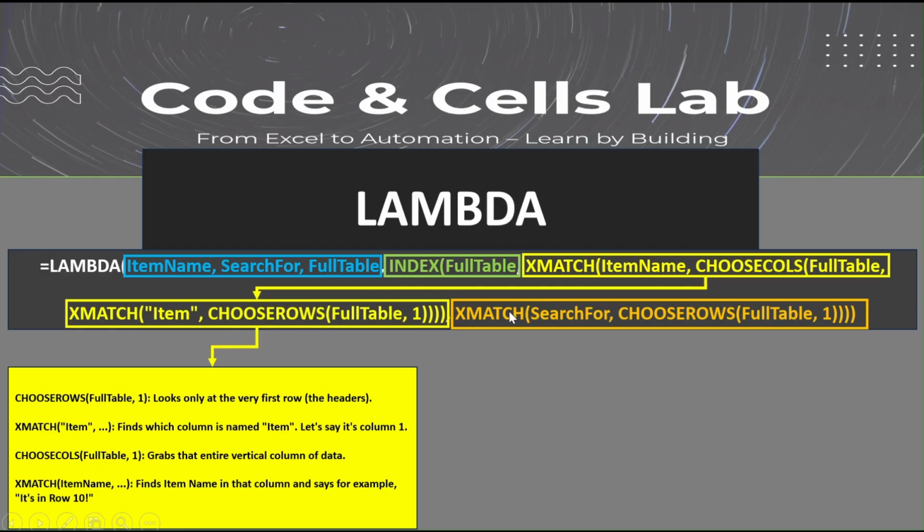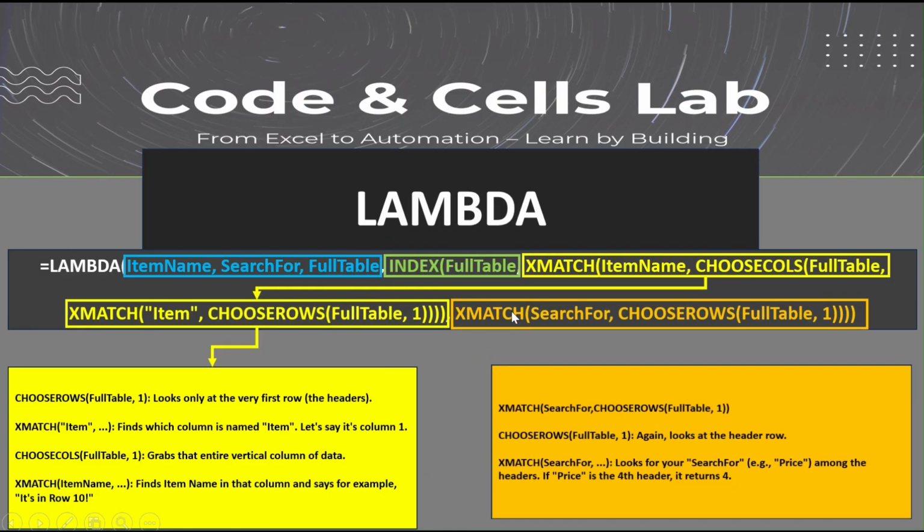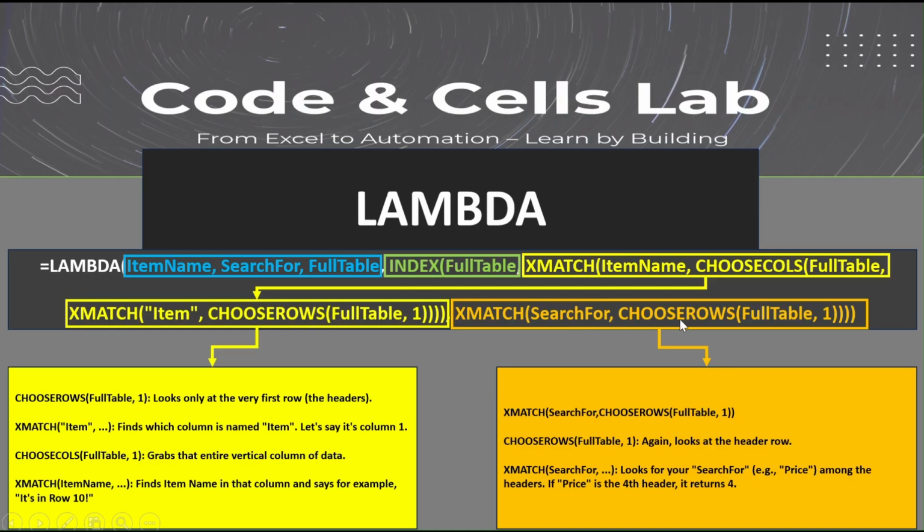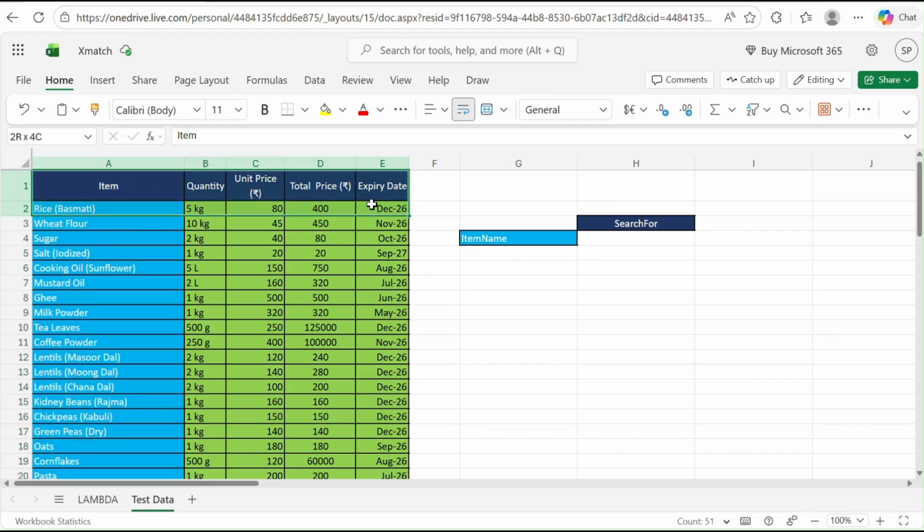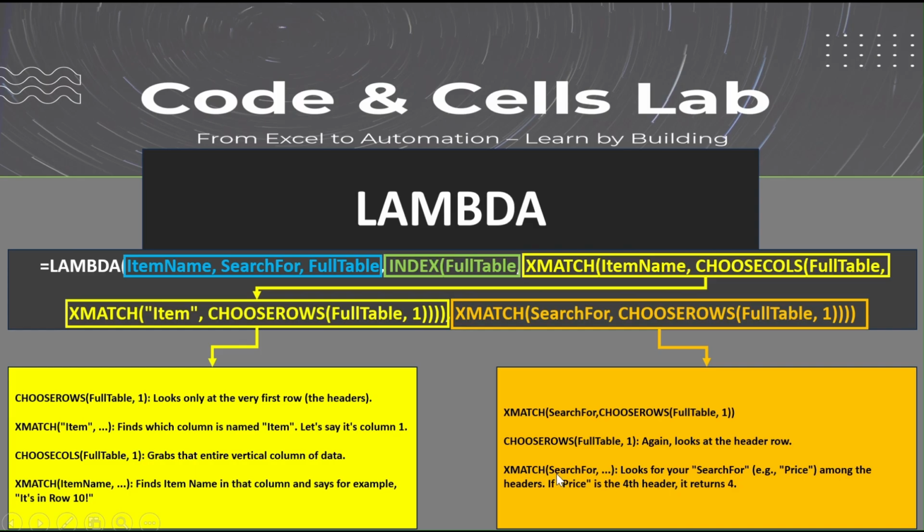Now the next segment. So the next segment is XMATCH search for choose rows full table 1, right? So this is the part I'm going to explain. Again, it looks for the header row, right? This choose full table 1. So it searches the header row, this row. Now XMATCH looks for the search for, right?